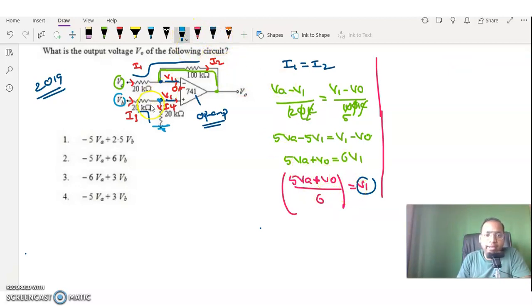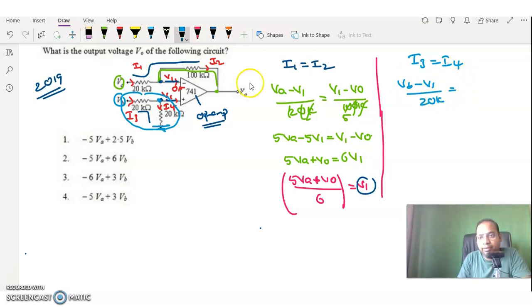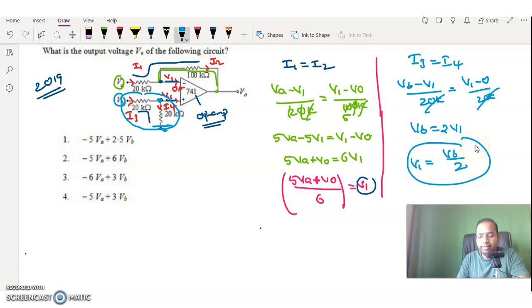Now from both these paths we can take I3 is equal to I4. I3 can be given as starting voltage minus ending voltage divided by 20k, is equal to I4, where the starting voltage is V1 and ending voltage is ground, so V1 minus 0 divided by 20k. By simplification we get VB is equal to 2V1, and V1 is equal to VB by 2.